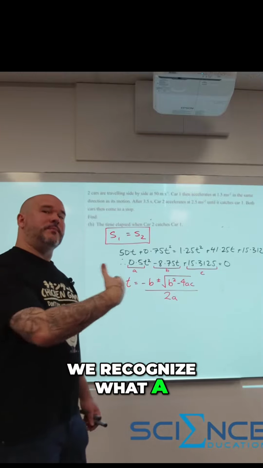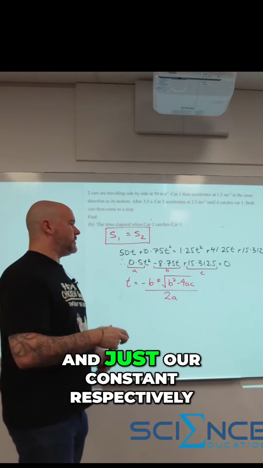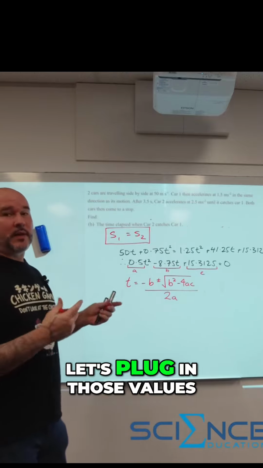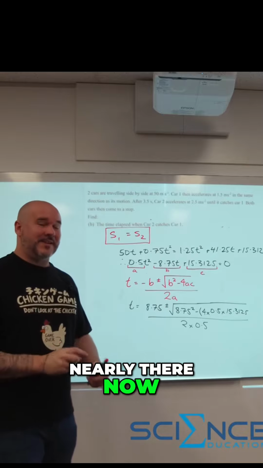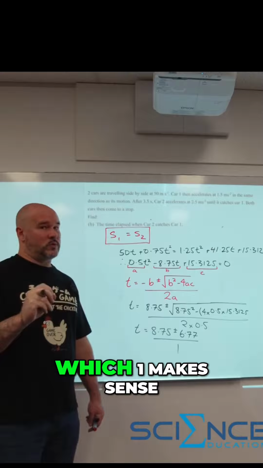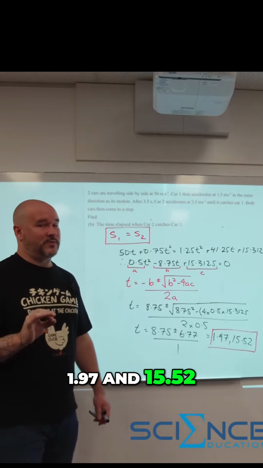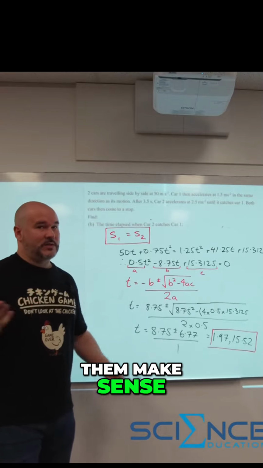Okay, we recognize what a, b, and c are. They're the coefficients of our t squared, t, and just our constant respectively. Let's plug in those values. All right, nearly there now, time to simplify. Notice here we're going to get two positive solutions, but you've got to think which one makes sense. Here are our two solutions, 1.97 and 15.52, but only one of them makes sense. Which one is it?